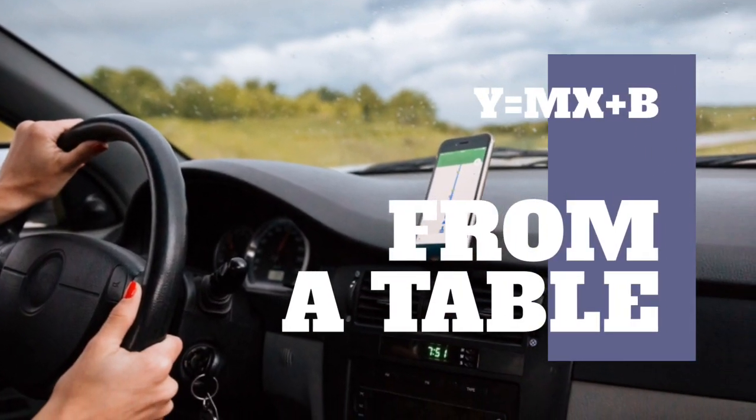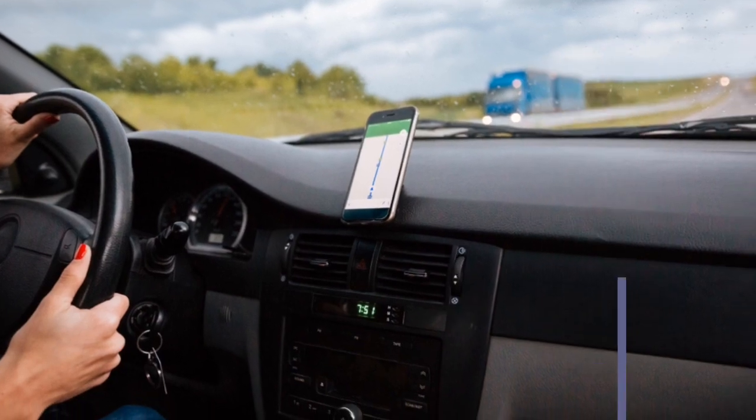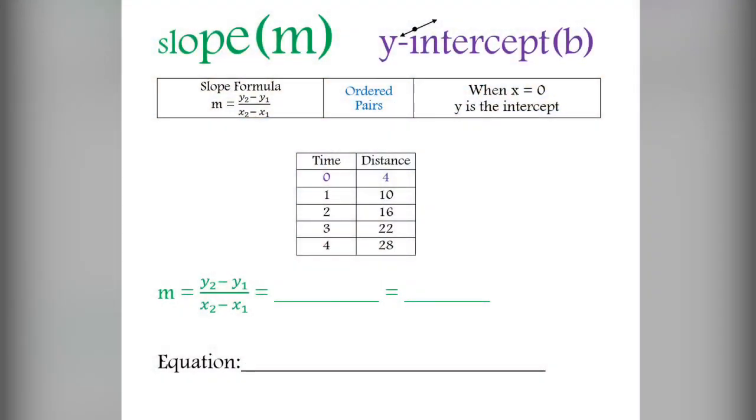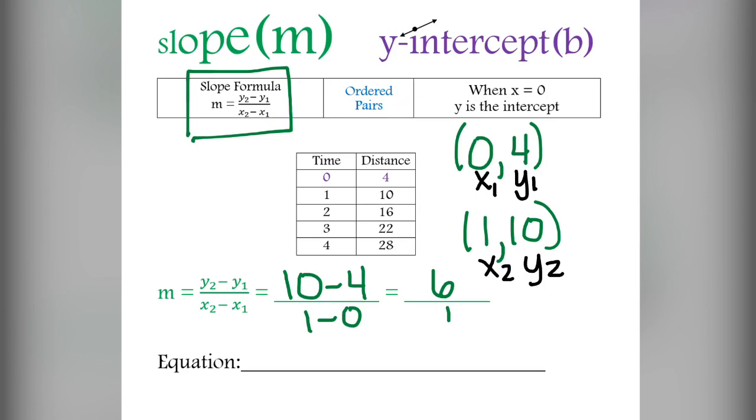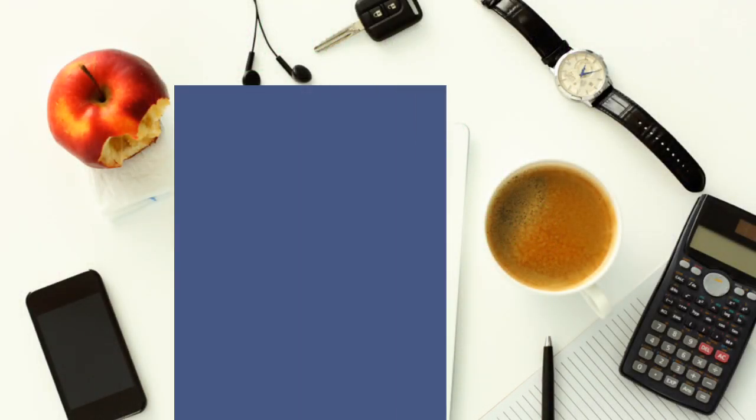How about from the table? Remember, we're going to use that slope formula. We found the 2 points. We did (0, 4) and (1, 10). Again, we can label them x, y, 1, 1, 2, 2. Fill them in to the slope formula. 10 minus 4 and 1 minus 0 gives me 6 as my slope. So y equals 6x. And then our y-intercept is when x is 0, so we had positive 4.